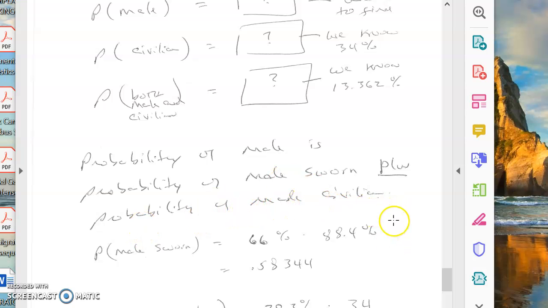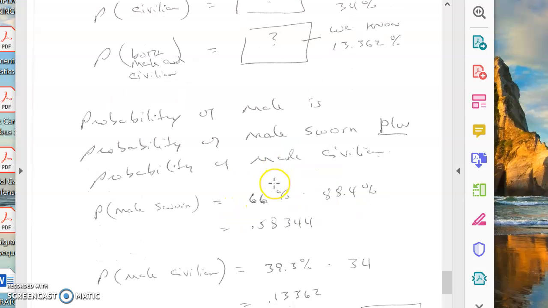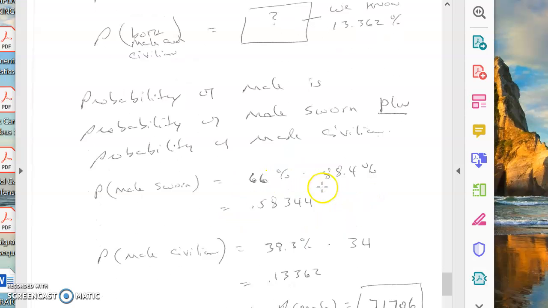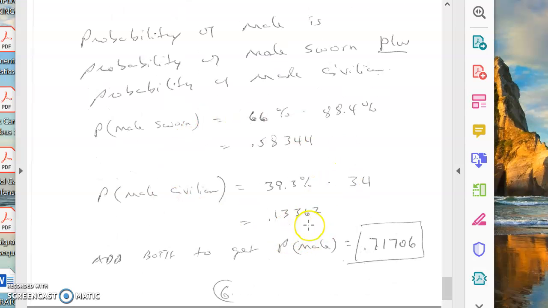I mean, there's only two types of people in the workforce, right? You're either sworn or you're civilian. So you're a male sworn or you're a male civilian. Take those two, add them up, and you're going to get the overall probability of being a male.